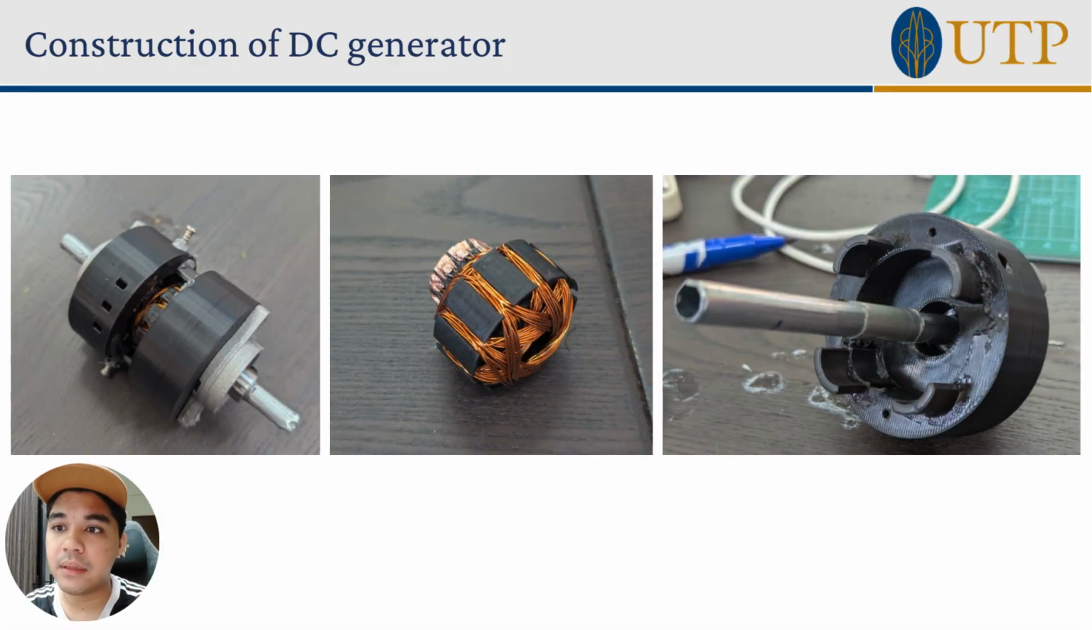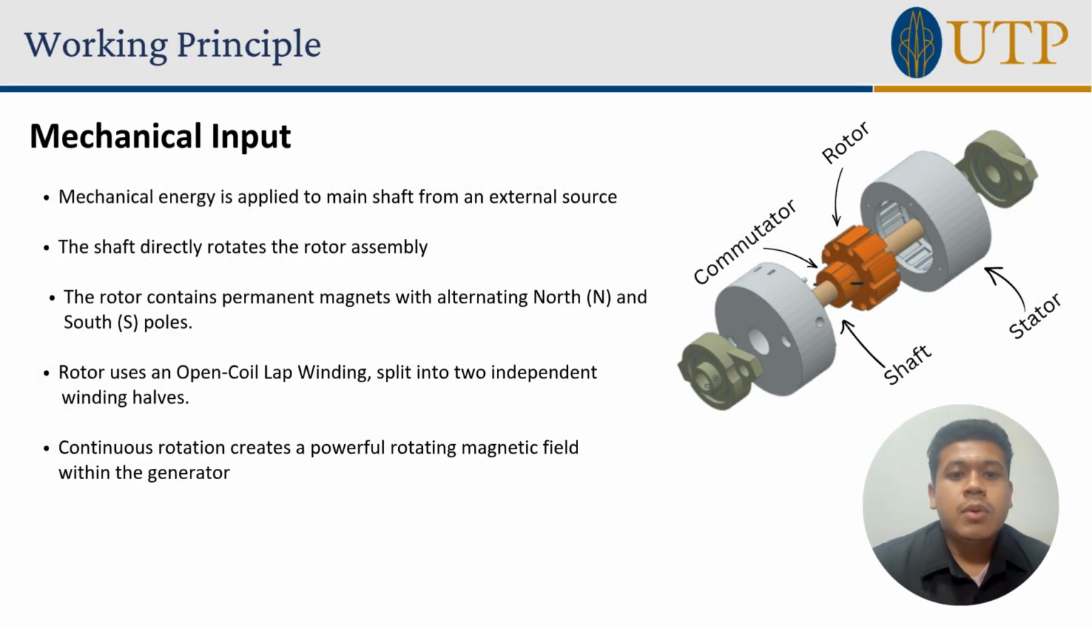Our rotor features an open coil winding configuration split into two independent halves. For the winding, we wrap a total of 10 coils to optimize the electromagnetic induction process. We place two magnets on opposite sides to establish and concentrate a powerful magnetic field across the armature. By combining these specific parameters, we achieve the exact physical configuration required to efficiently convert our mechanical rotation into electrical energy.